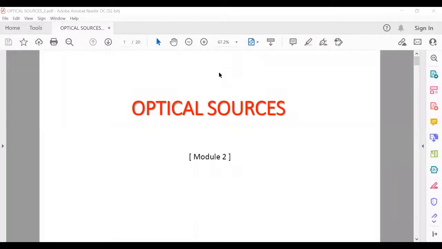Okay, so last day I discussed the LED and laser diode. There are some pending topics regarding the laser diode and LED, so I'd like to finish them. Then we have another topic which is based on the optical detector. First, let's start with the remaining portion of the optical sources.